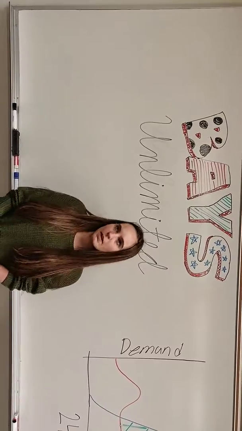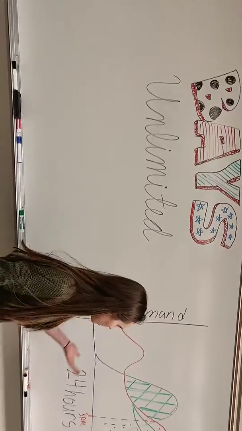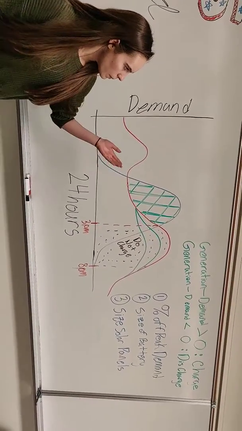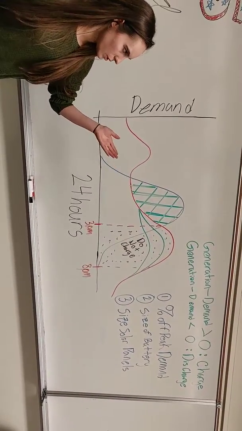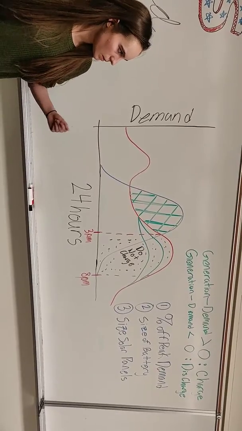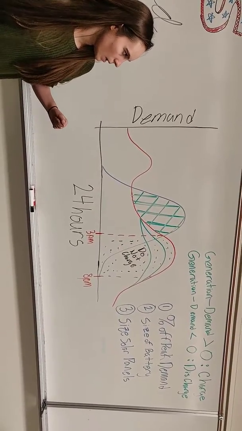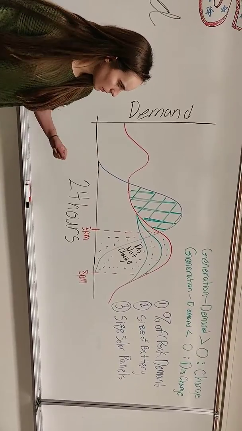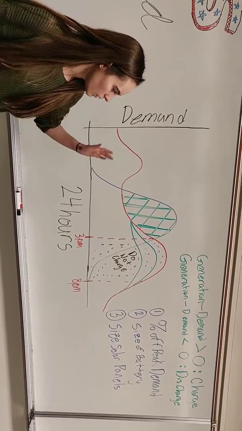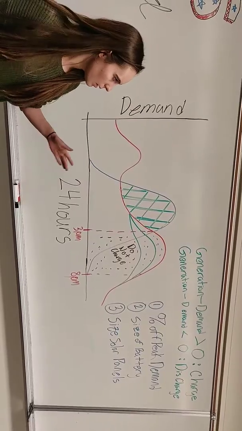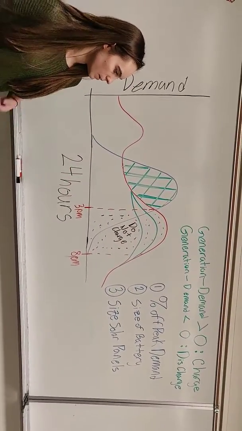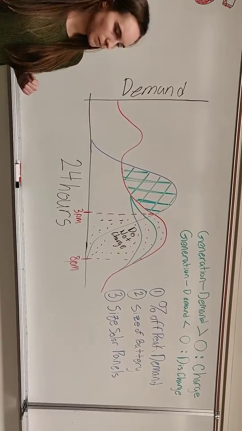Go. So we are Bays Unlimited. Over here we have our demand curve. And basically when the generation minus the demand is greater than 0, we will be charging. And when the generation minus demand is less than 0, we will be discharging. And the only time that we will not be charging is during the peak hours between 3 and 8 p.m. because that would only add to our demand curve.